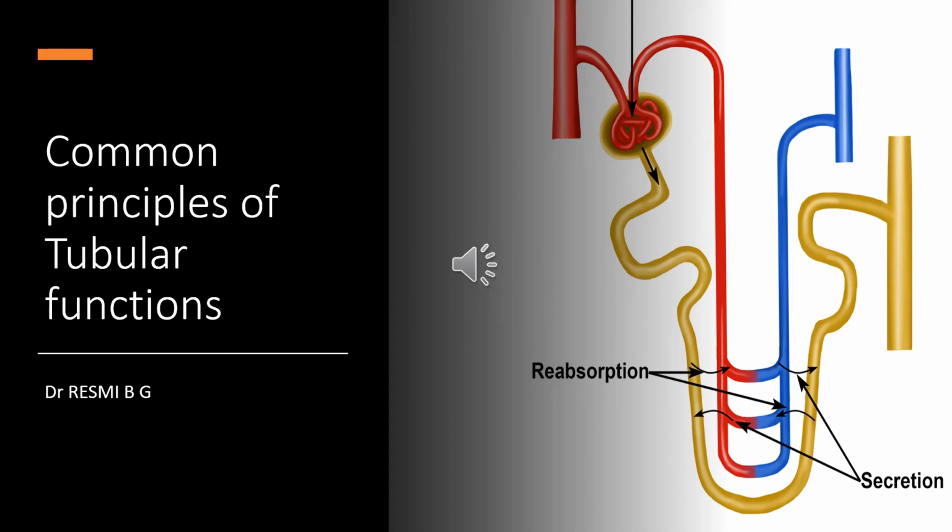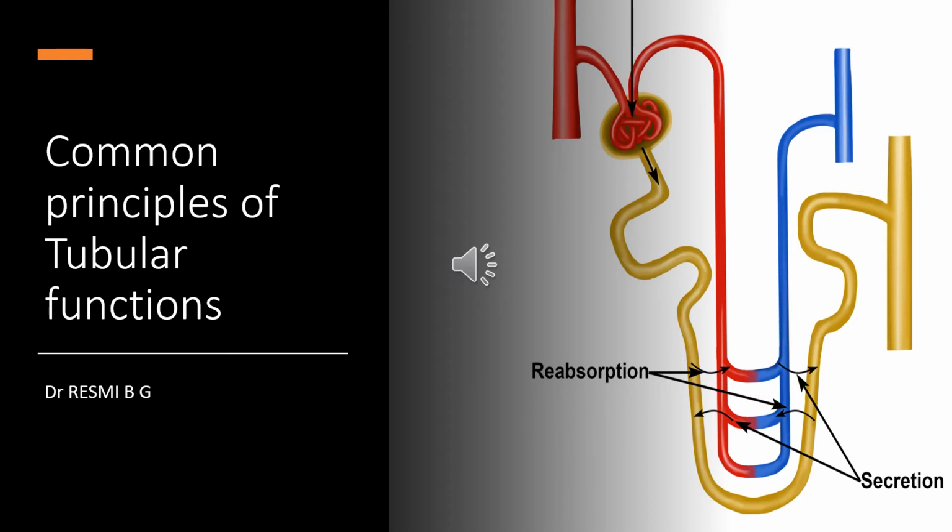Hello all. We were discussing urine formation, and we have said that there are three steps in urine formation. First is the glomerular ultrafiltration of plasma, which occurs at the renal corpuscle. Second is the tubular reabsorption of water and solutes, and third is the tubular secretion of selected solutes into the tubular fluid. So in the previous session, we have detailed the first step, glomerular ultrafiltration.